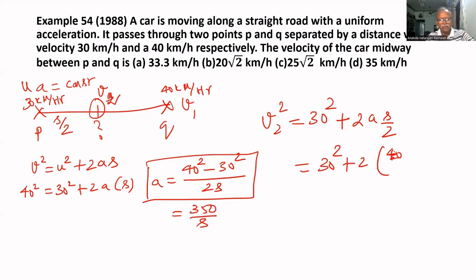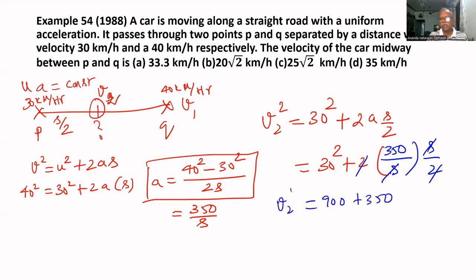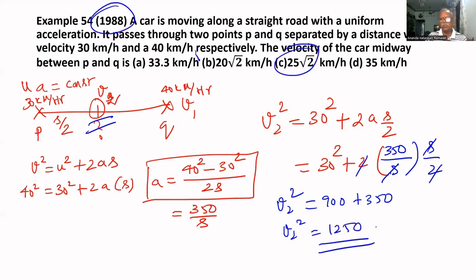So we can write here, simplified, 350 divided by s times s by 2. So s getting cancelled, 2 getting cancelled, 900 plus 350. That is v2 square. In the midway, v2 square is 1250. Here 1250 can be written as 25 root 2. Therefore, C is the answer.